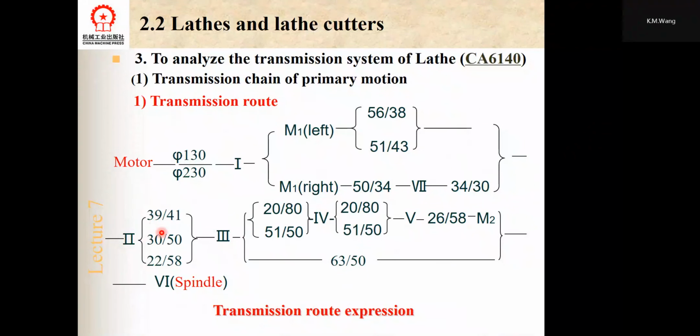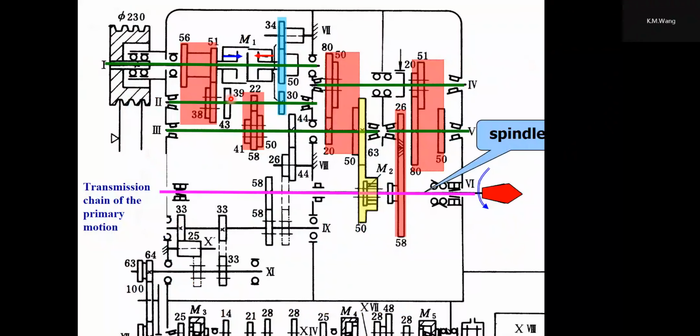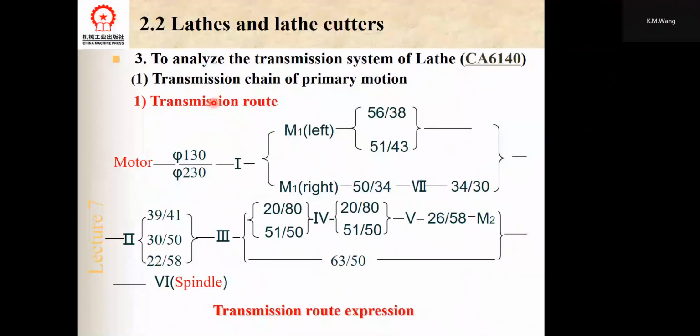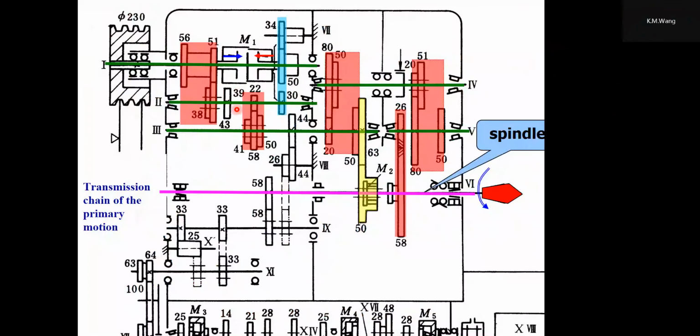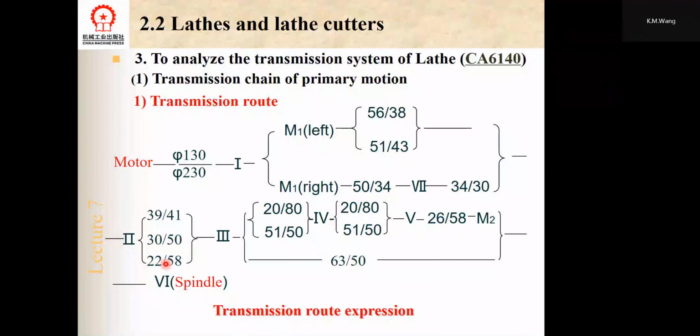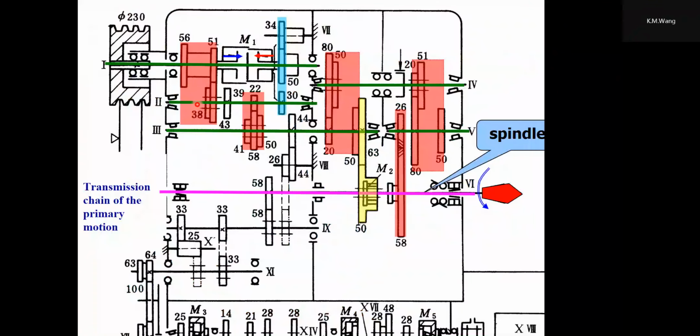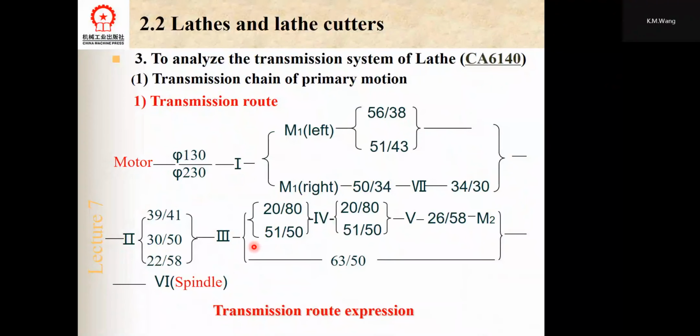This is three ways of gear mesh. Shaft 1 to shaft 2, there are three ways: 39 to 41, 39 to 41, and 39 to 41, and these two ways. And then the power will transmit from shaft 2 to shaft 3, and this has two ways.